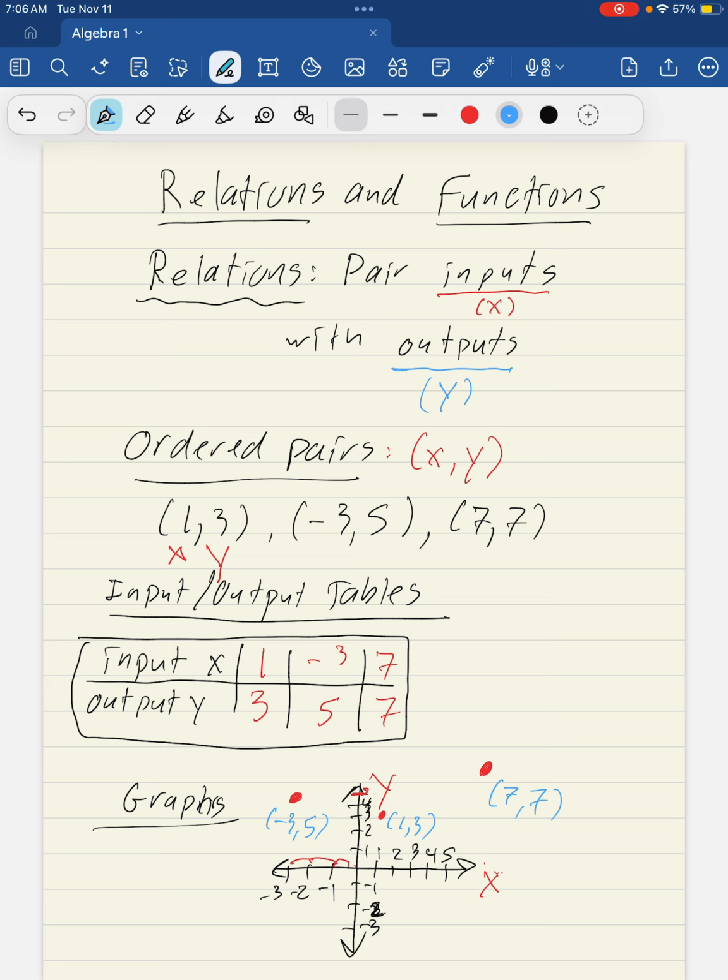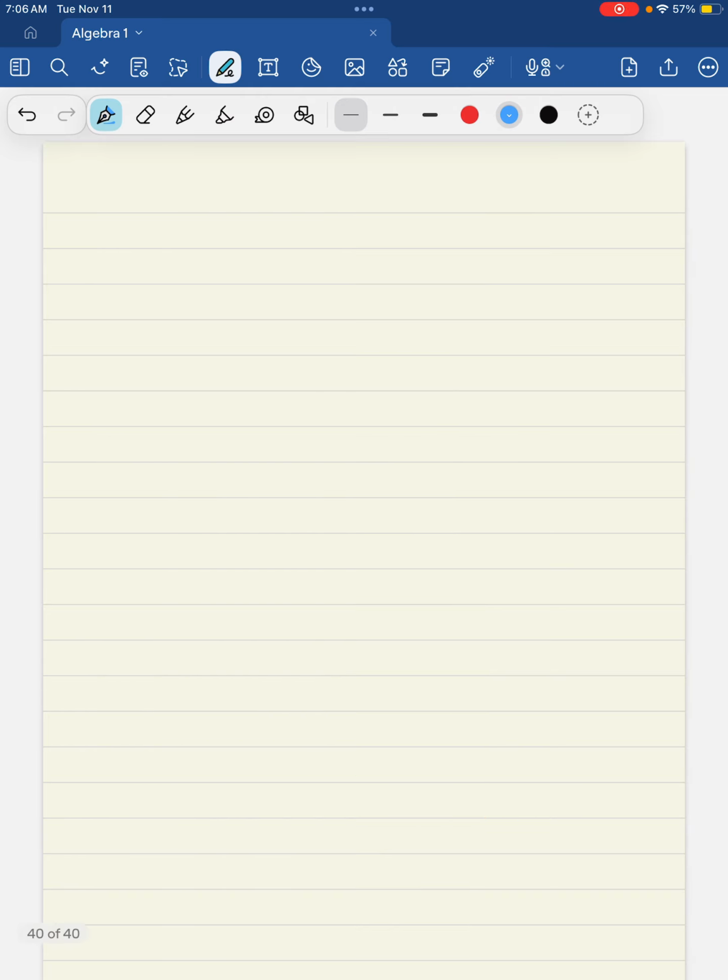Okay. So these are all relations. Now we're going to talk about functions. How functions work is each input only has one output.